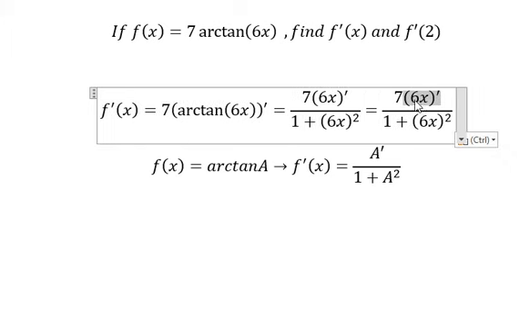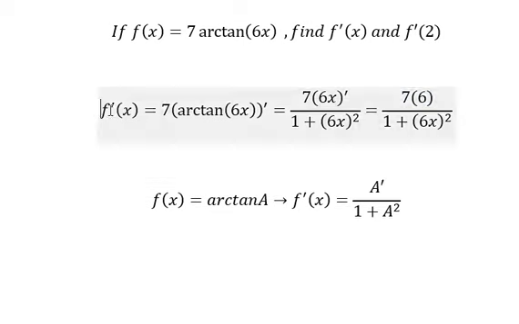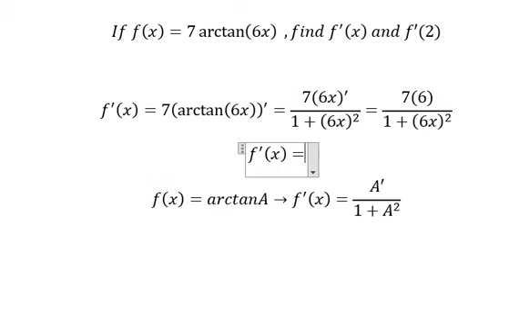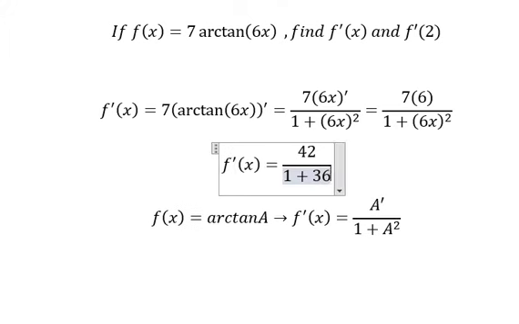First derivative of 6x, we have number 6. So when we write the answer, number 6 and number 7, that is about 42. This one we have 36x squared.